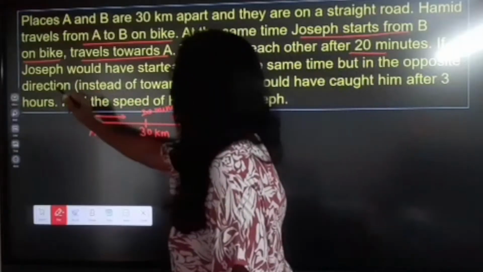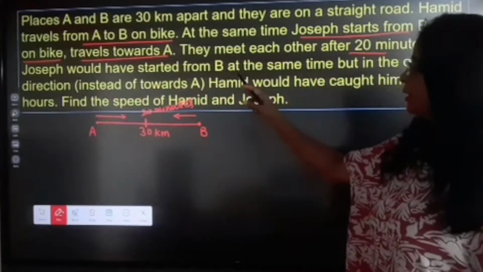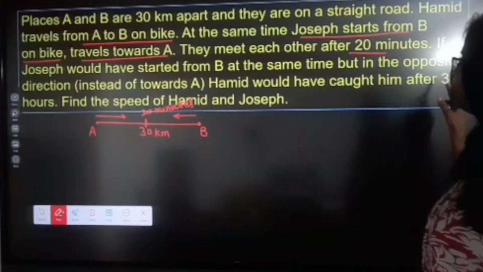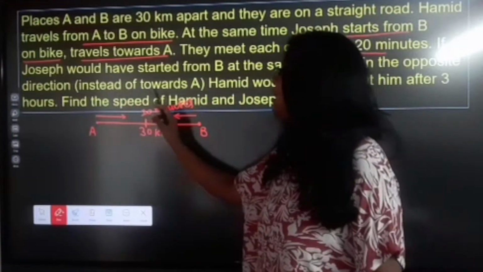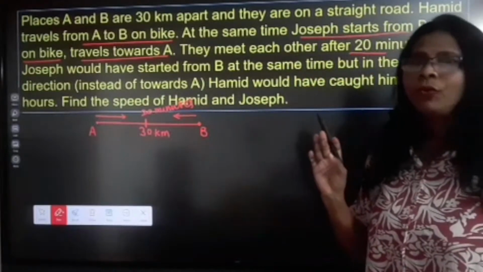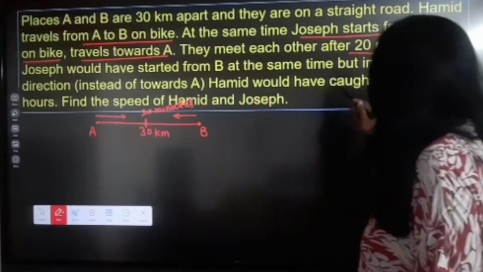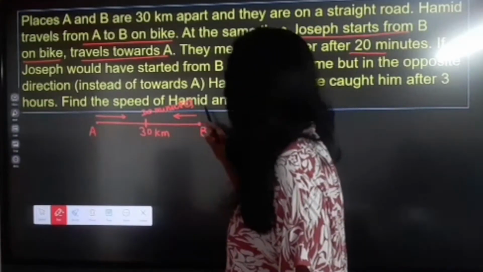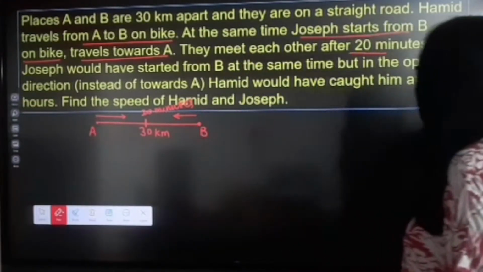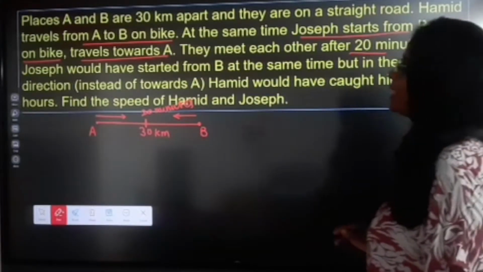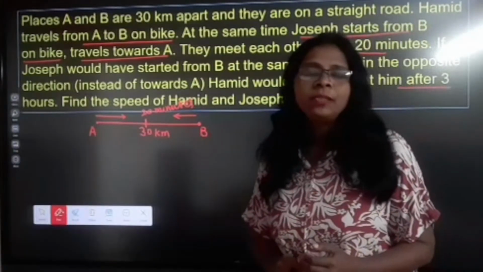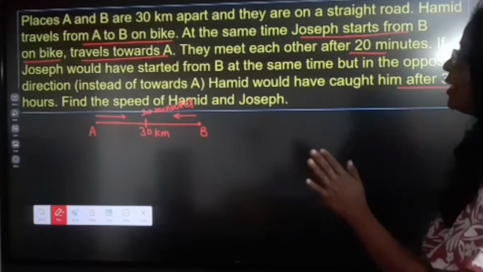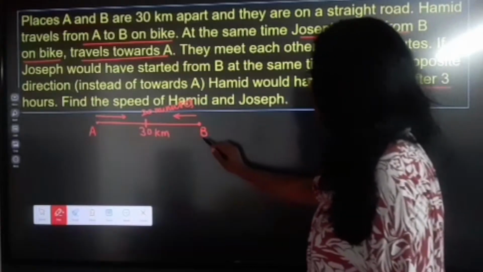Now if Joseph would have started from B at the same time, but in the opposite direction instead of towards A, and Hamid would have caught him after 3 hours. Find the speed of Hamid and Joseph. Now here, the second time, what they do is that Joseph starts from B.